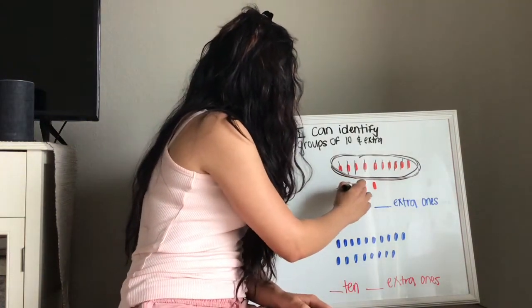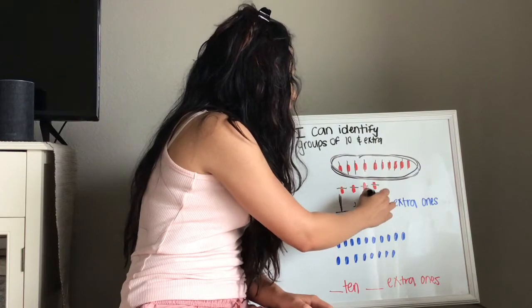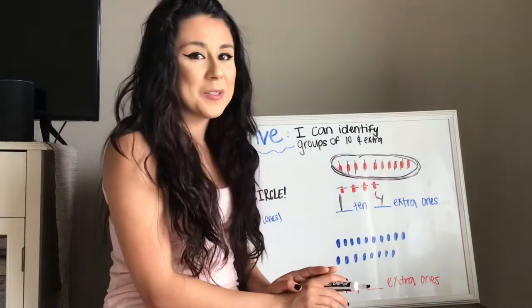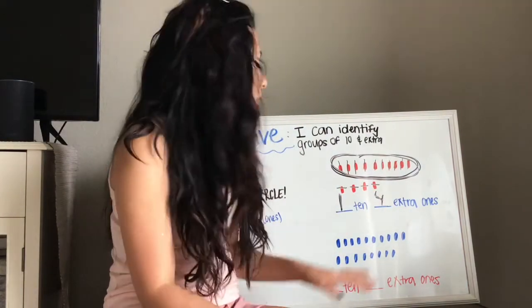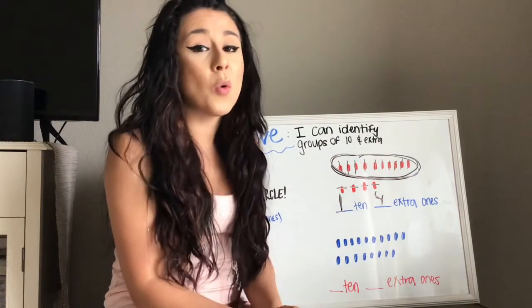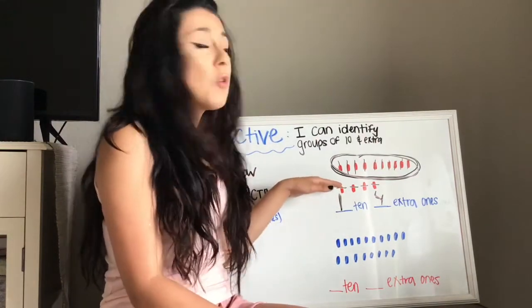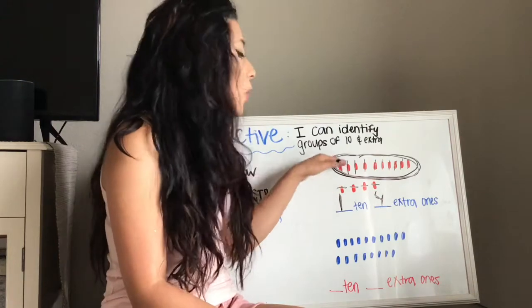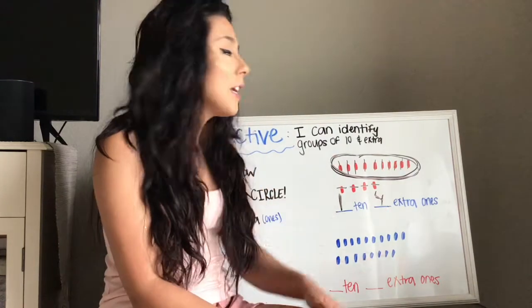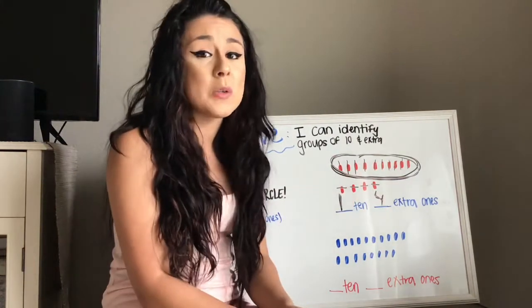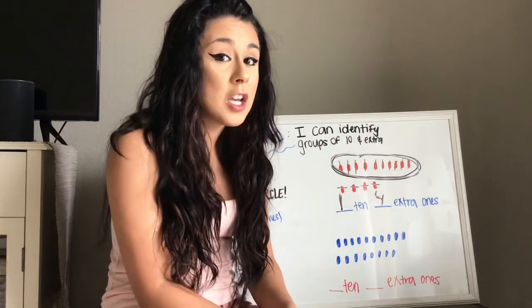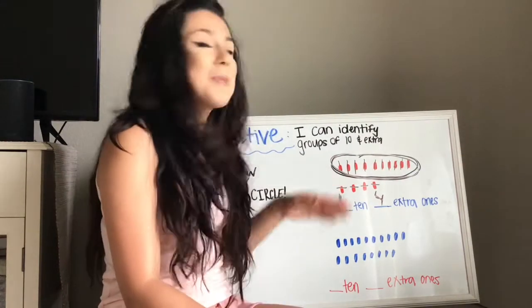1, 2, 3, 4. Ooh, my marker's getting a little crazy. Poor thing, only has a little bit of ink left. So we have 1, 10, and 4 extra ones. These 4 could not fit in our group of 10 because we already had 10. Our group was full. Now, there's only 4 here. We don't have enough to make another group of 10. So they don't get circled. They're just by themselves over here.